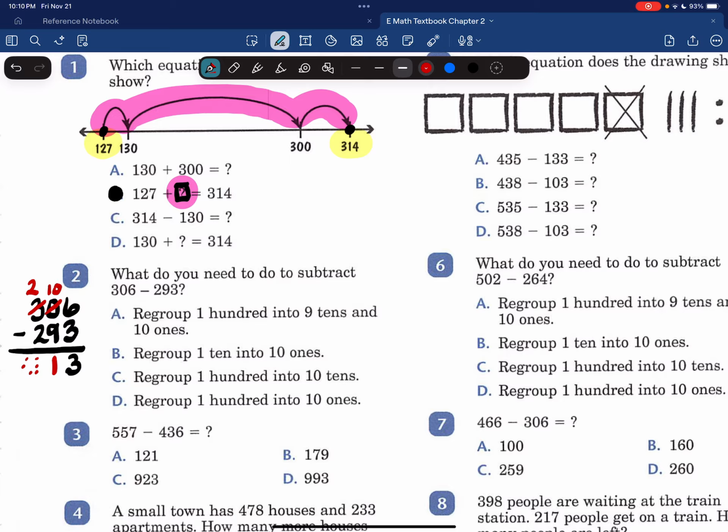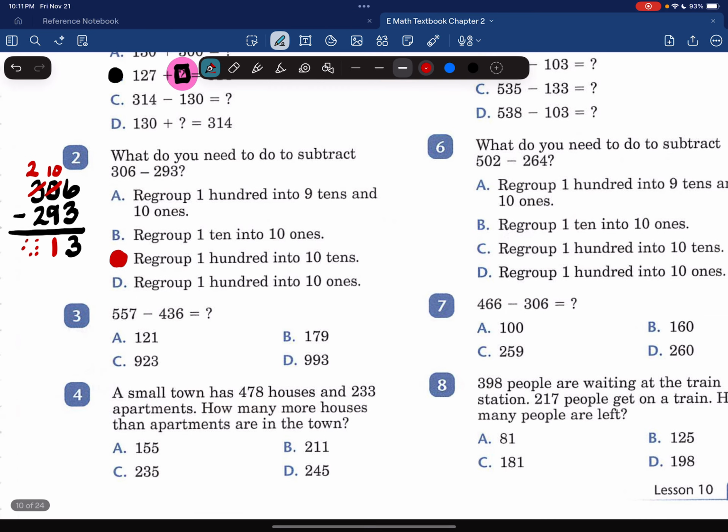So what did we do? Did we regroup one of the hundreds into 9 tens and 10 ones? Did we regroup 1 ten into 10 ones? Did we regroup 100 into 10 tens? That's what we did. We took one of the hundreds and made it into 10 of the tens. Or did we regroup 100 into 10 ones? We did not do that. We regrouped 100 into 10 tens.